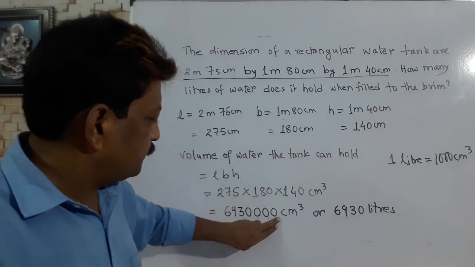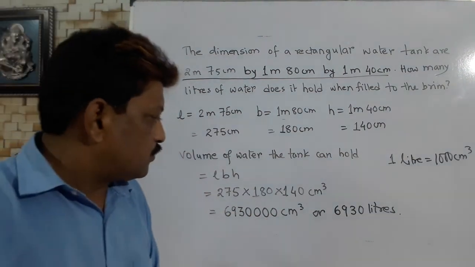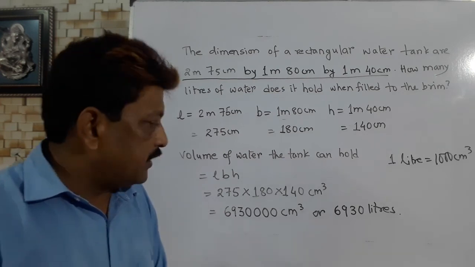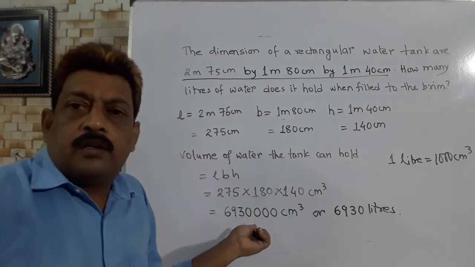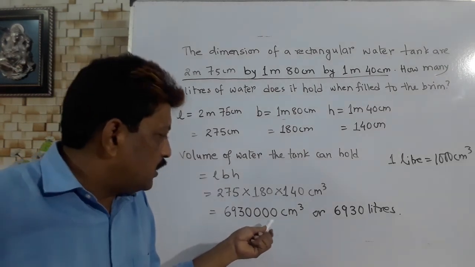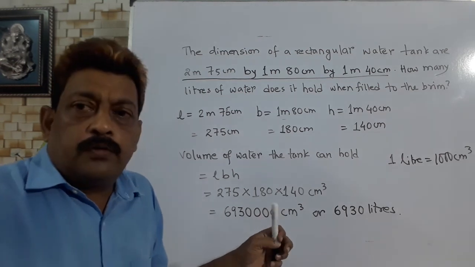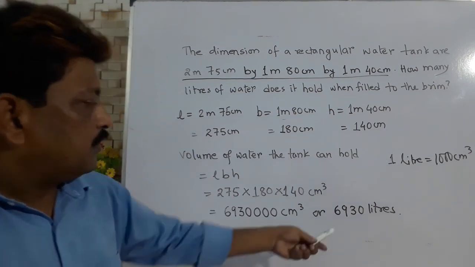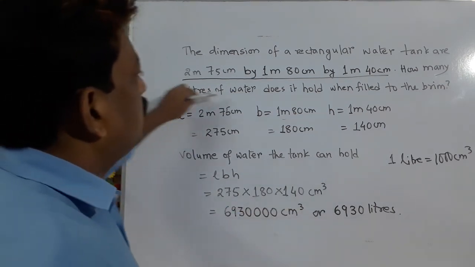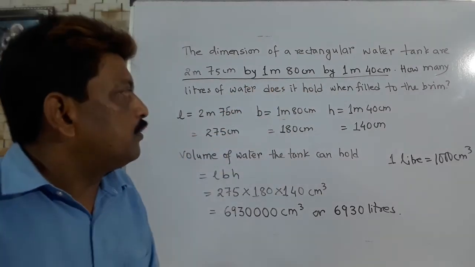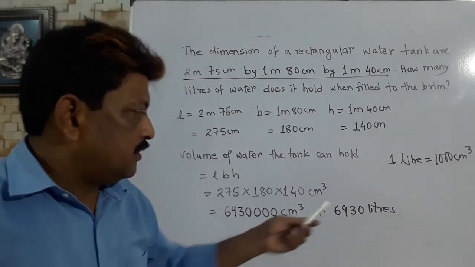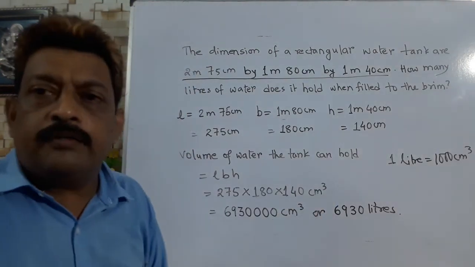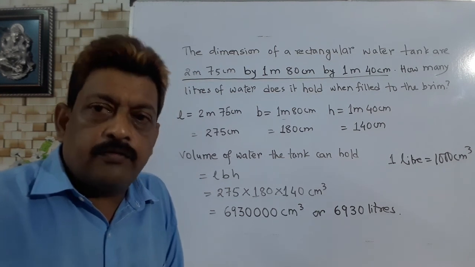So here in this question, the dimensions are given in meter and centimeter, so first they are converted into centimeter, and then after getting the volume, that is 6930000 centimeter cube, it is divided by 1000 to get the answer in liters. Therefore I've got the answer. How many liters of water does the tank hold when it is filled up to the brim? The answer is 6930 liter. Hope you have understood how to calculate the volume in different ways.